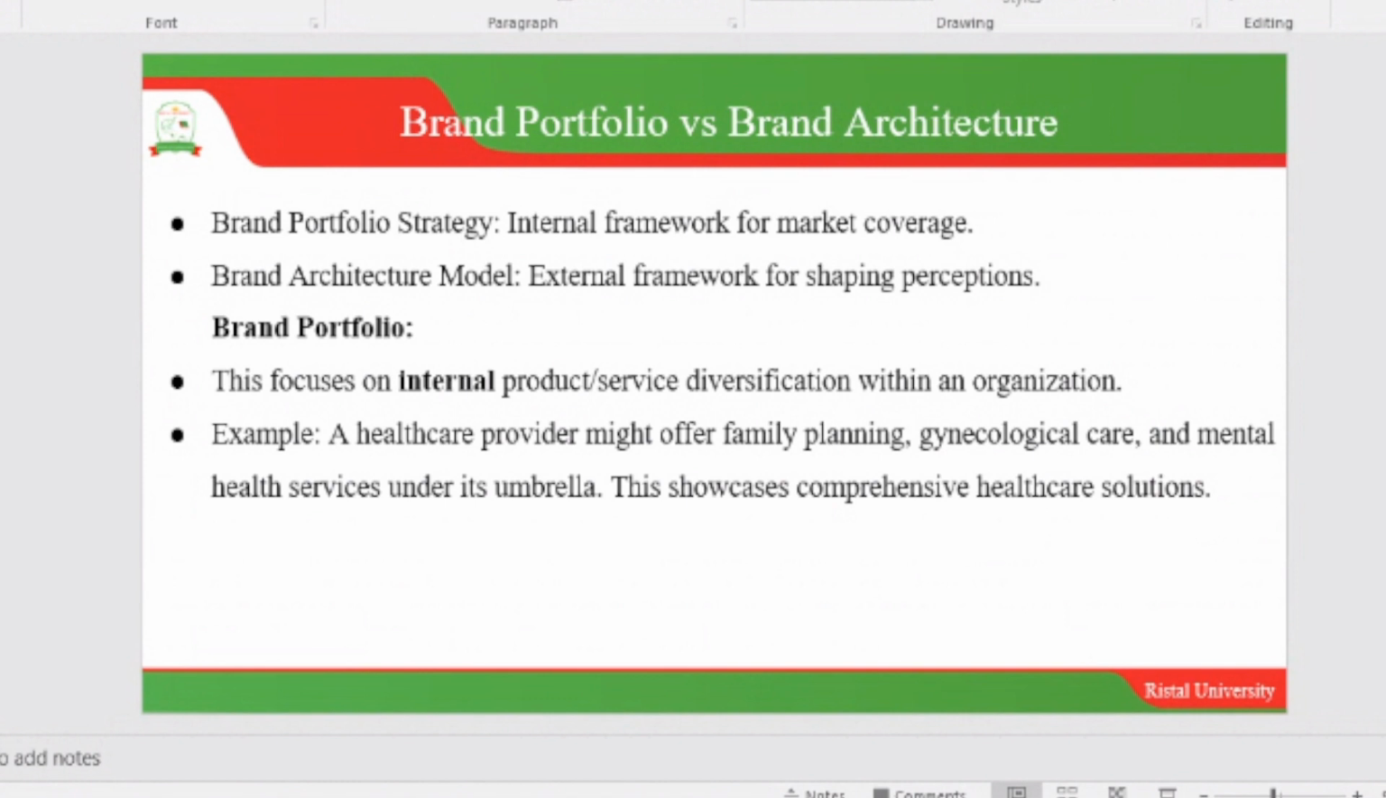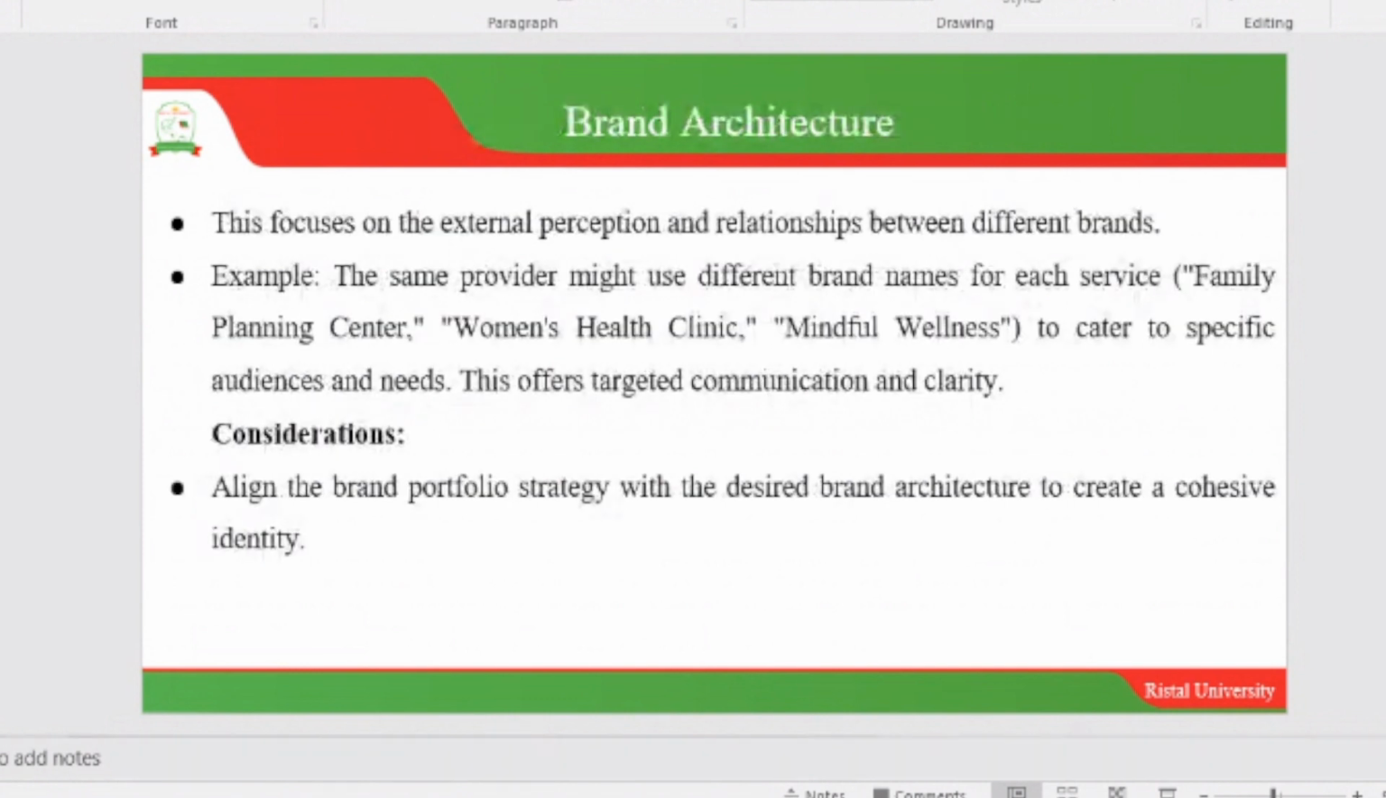So, in other words, internally, you might be offering fertility solutions as the umbrella of your company, but under it, you're offering family planning, you're offering antenatal care services, you're offering gynecological services, you're offering mental health services, maternal child health services, and so forth. So that shows that your company is actually comprehensive in offering healthcare solutions.